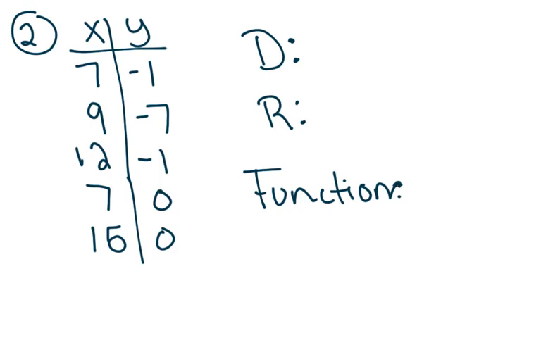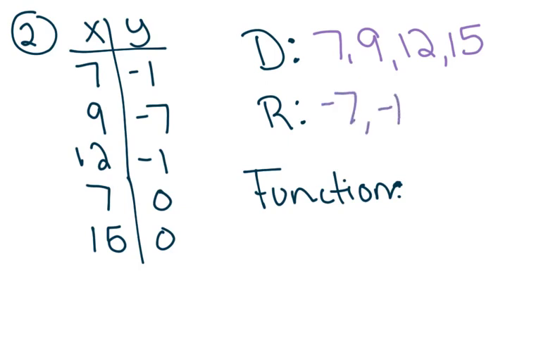All right, again, listing them small to big, we've got a 7, a 9, a 12. We already represented that other 7 and the 15. All right, my range values, again, smallest to biggest, we've got -7, we've got -1, please only write that one time, and we've got 0, again, only write that one time.